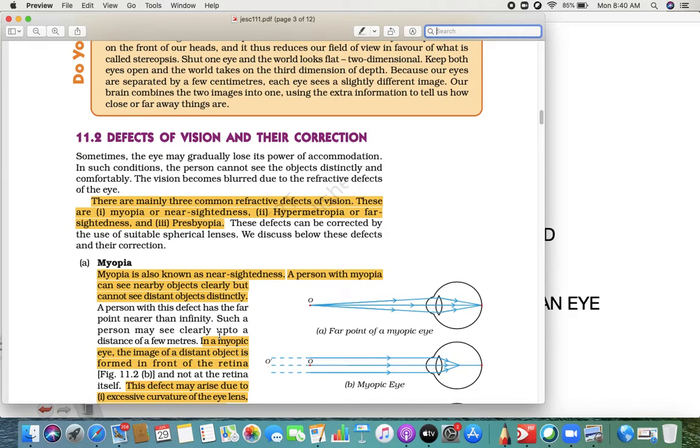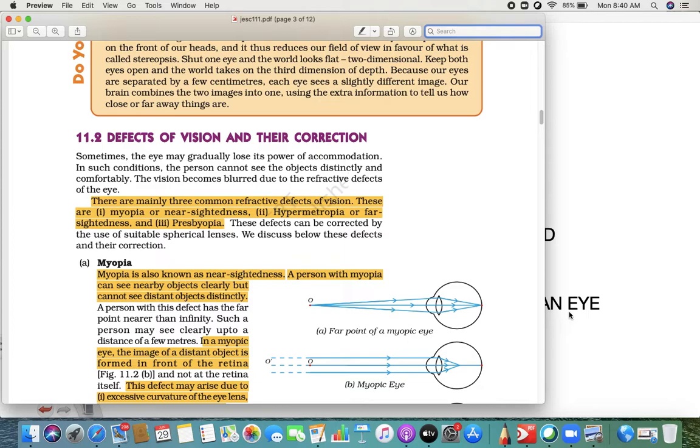What is myopia? It is also known as nearsightedness, and this is how you have to remember: N in the alphabet comes after M. Myopia means nearsightedness. Nearsighted means you can see near objects clearly, but you cannot see far objects distinctly. What does that mean? You can see near things properly.